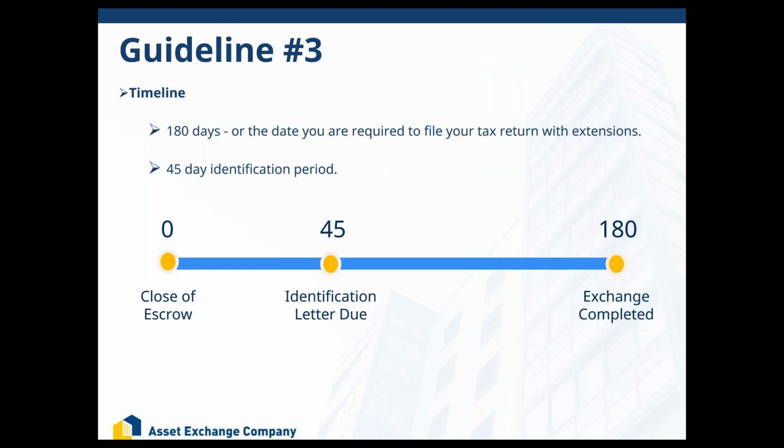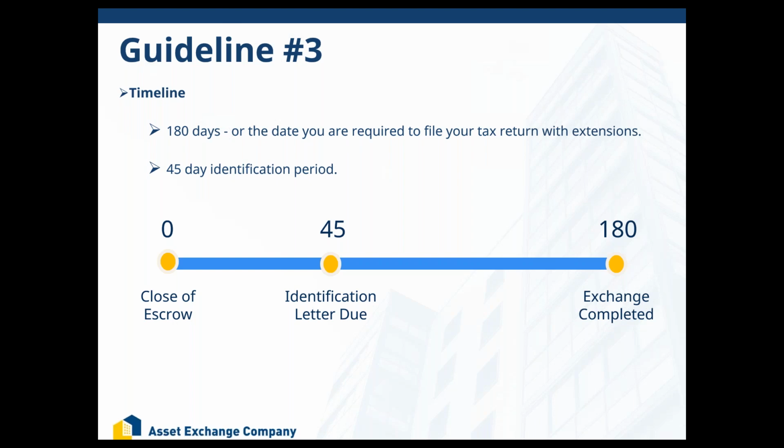The first 45 days of the 180 days is what's referred to as the identification period. And what exactly does that mean? What the identification period means is you must identify any potential property or properties that you want to buy.